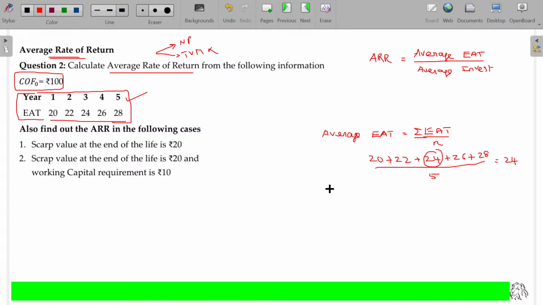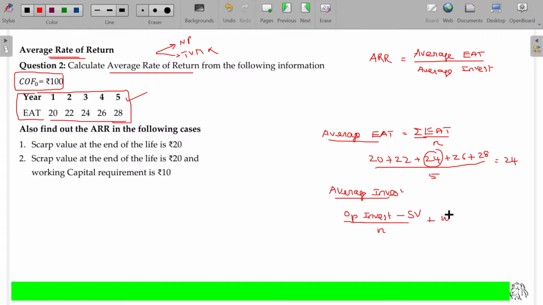Then average investment. In case of average investment, opening investment minus closing investment, or scrap value. Scrap value will be the closing investment. You purchased an asset for 1 lakh. By the end of 5th year, the value of the asset being 20 lakhs, scrap value. So 1 lakh and 20. The difference between these two, the average investment over the period.